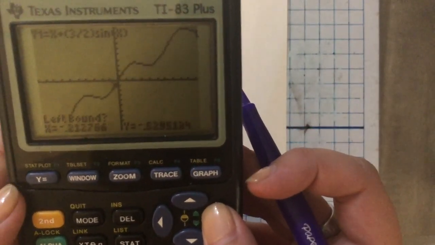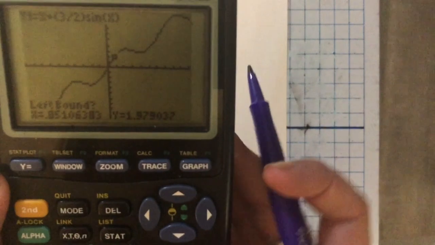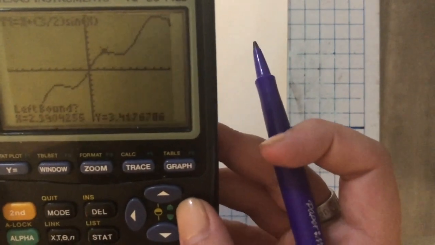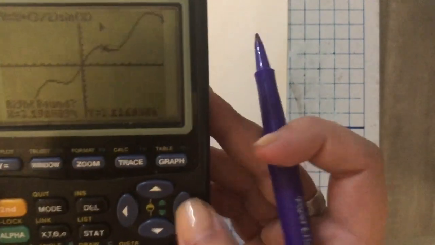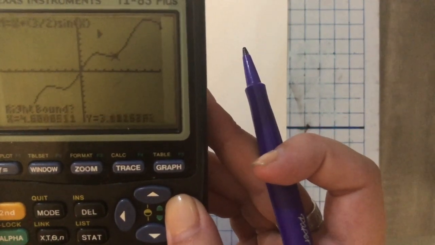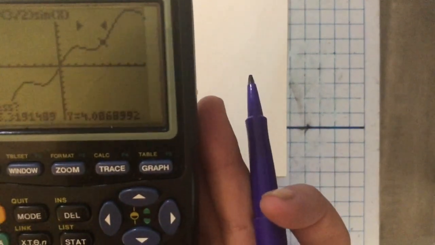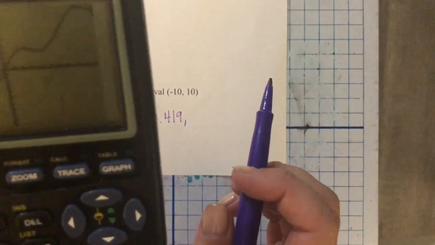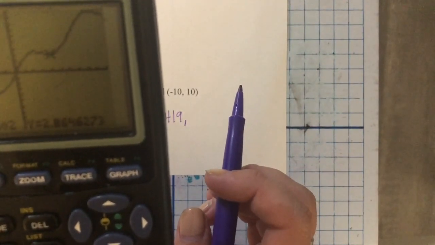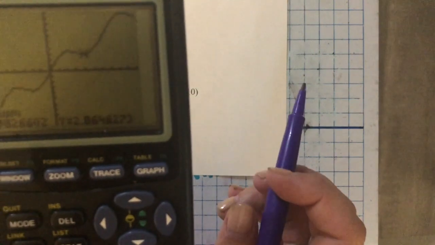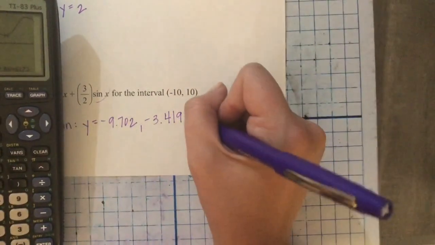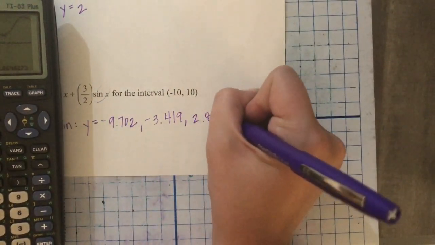Left, technically I am to the left, I'm just gonna get a little closer. Right, wait, that's my maximum. I want my minimum. Minimum. And minimum. And guess. And I get 2.865, rounding up.